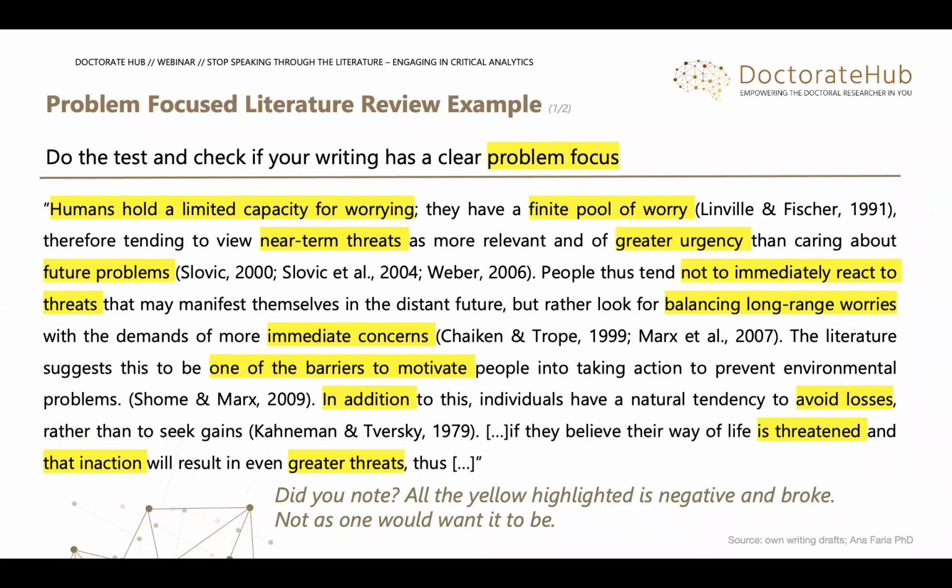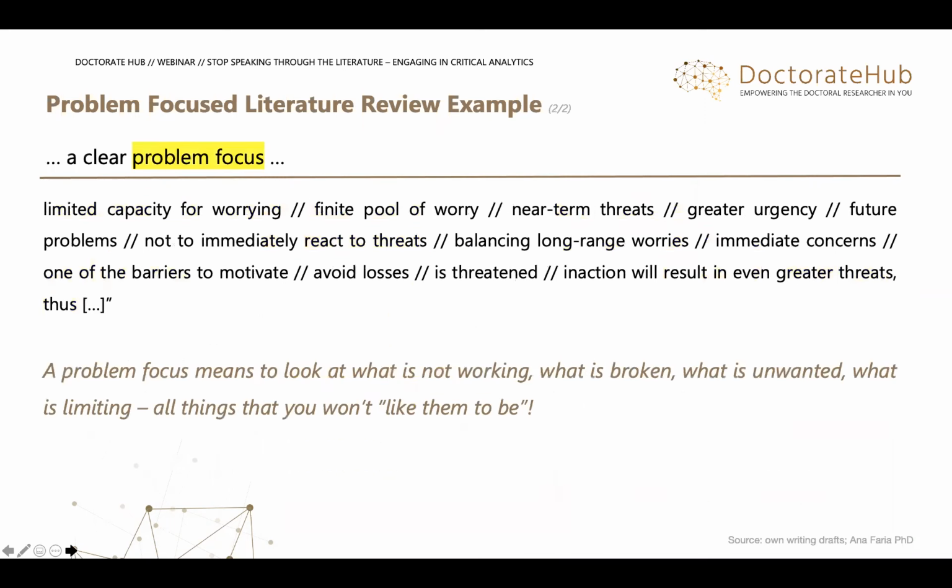Humans hold a limited capacity for worrying. They have a finite pool of worry, therefore tending to view near-term threats as more relevant and of greater urgency. And you see everything that's highlighted in yellow: future problems, not to immediately react to threats, balancing long-range worries, immediate concerns. So it's all negative, right? Because we look at problems. Problems are not shiny, solutions are, problems not. So if you see those words, then certainly you're working rather on the problem end.